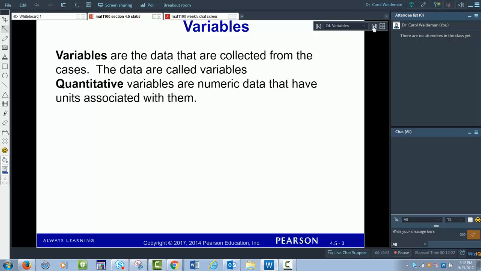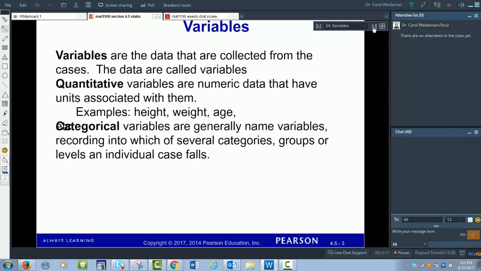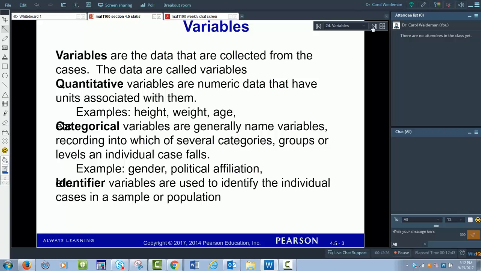Variables are the data that we collect from the cases, the information that we collect from the cases. And we have different kinds of variables. We have quantitative that are numerical, and these have units, things like height, weight, age, etc. And then we have categorical, which are generally name variables, things like gender, political affiliation, religious preference. Things like that are categorical. They put the cases into groups.